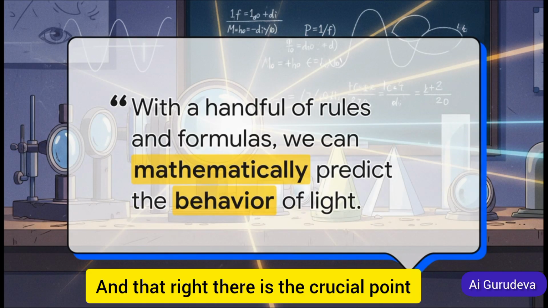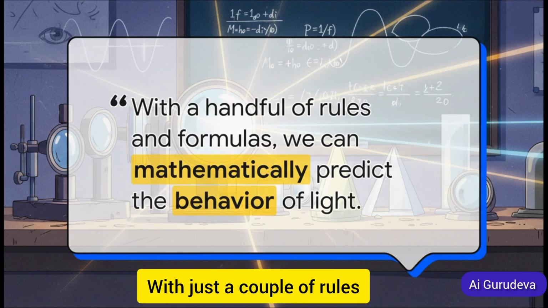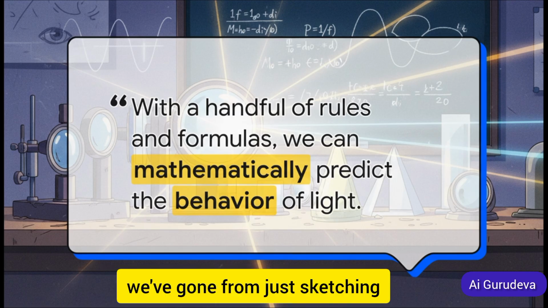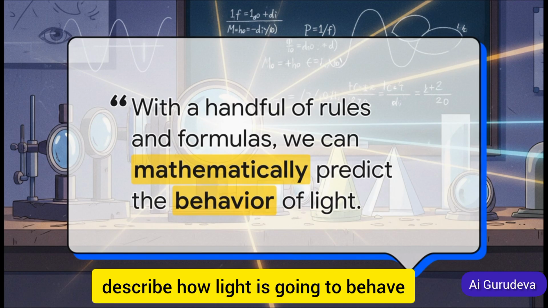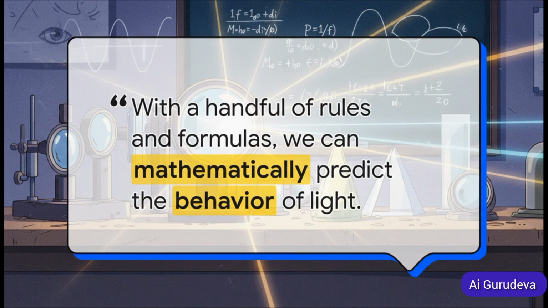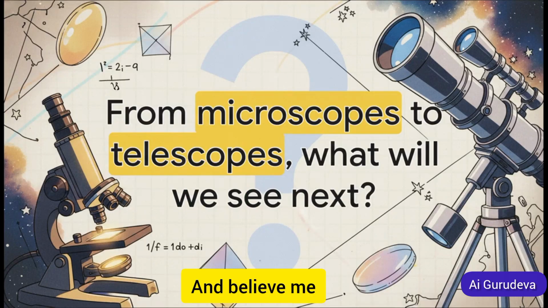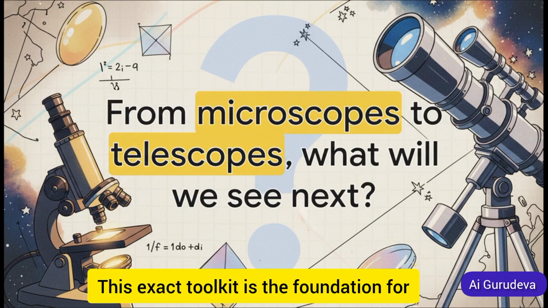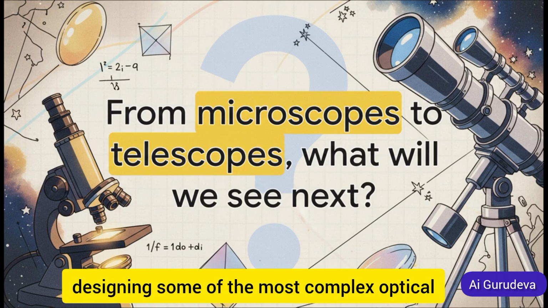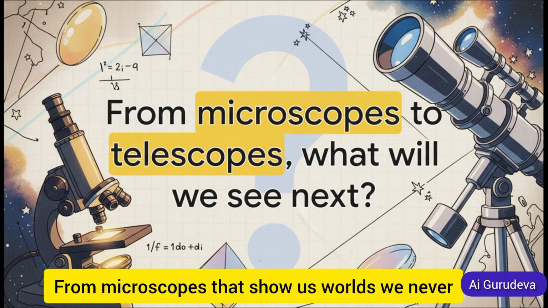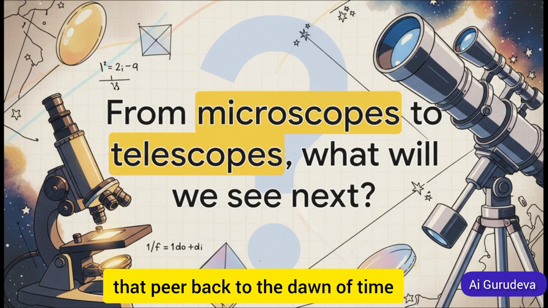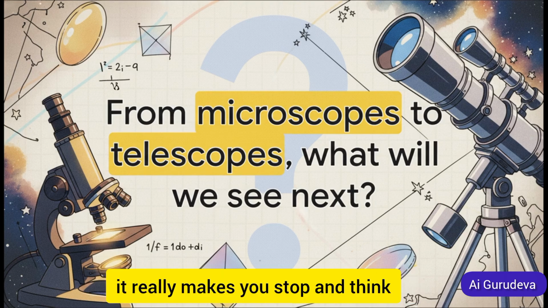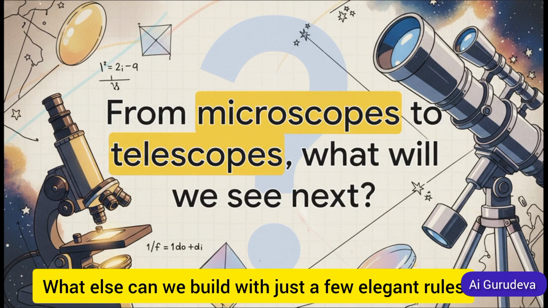And that right there is the crucial point. With just a couple of rules and a few simple formulas, we've gone from just sketching and guessing to being able to precisely, mathematically, describe how light is going to behave when it passes through a lens. That's a huge leap. And believe me, this is just the beginning. This exact toolkit is the foundation for designing some of the most complex optical instruments out there. From microscopes that show us worlds we never knew existed, to giant space telescopes that peer back to the dawn of time. It really makes you stop and think, what else can we understand? What else can we build with just a few elegant rules?